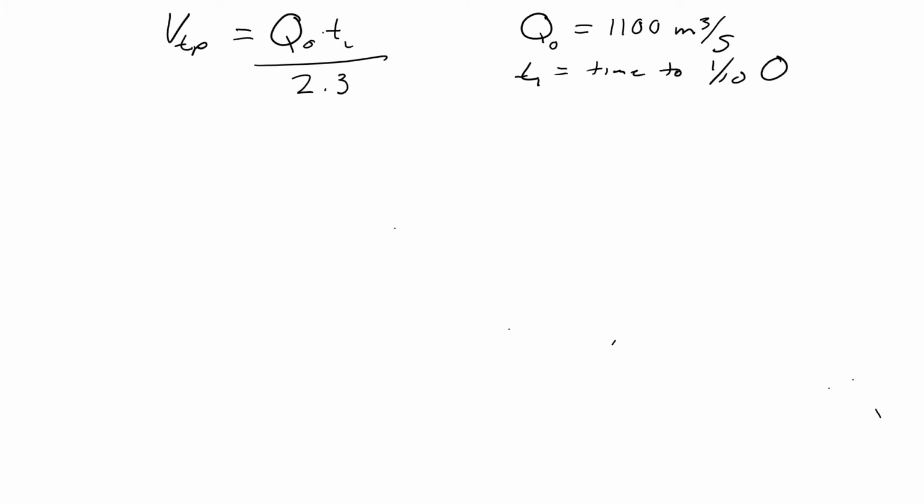Again, TI is the time to 1/10 of Q naught. In other words, the time it takes for the stream flow to drop to 110 cubic meters per second, 1/10 of Q naught. And for this example, let's say it's 7 months. To make the math easier, we'll just use 210 days.